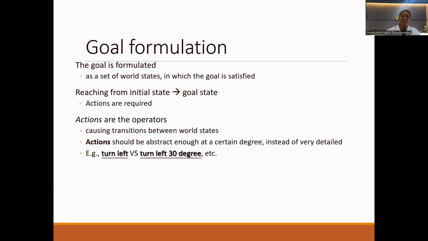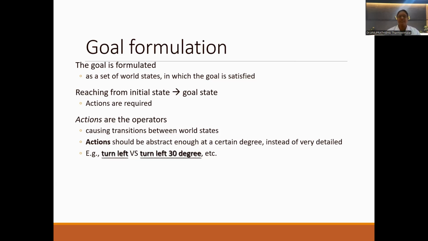So the goal is formulated as a set of world states in which the goal is satisfied. So reaching from the initial state to the goal state. Actions, we need the actions because we are moving towards the goal-based agent. So actions are the operators causing transition between the world states. So these actions should be abstract enough at a certain degree instead of very detailed moves.